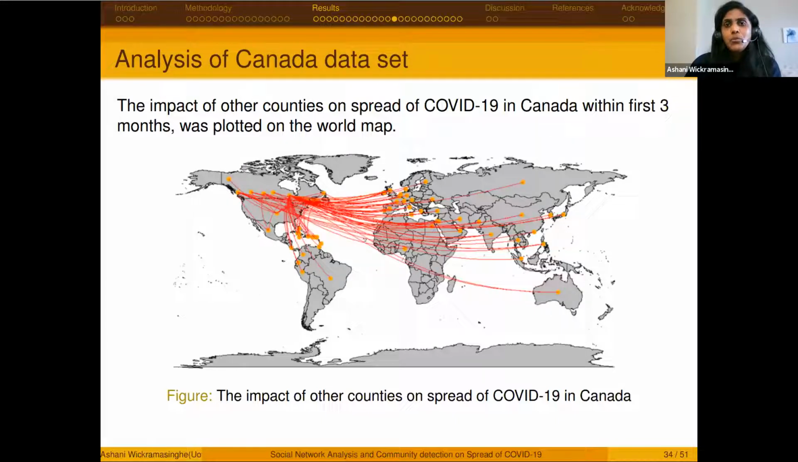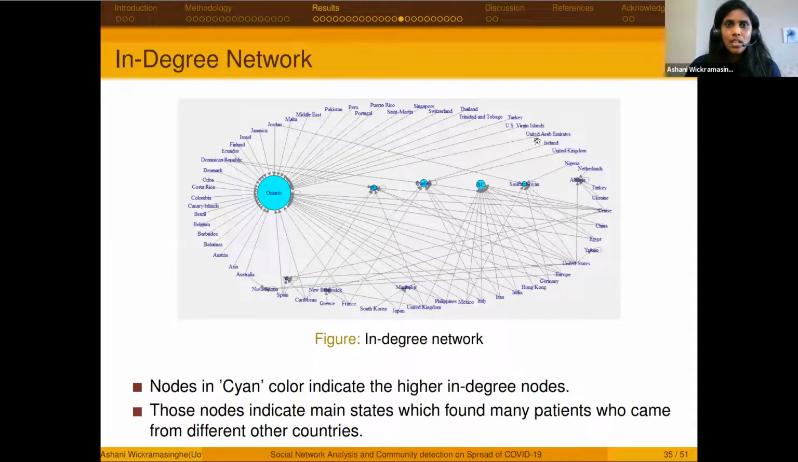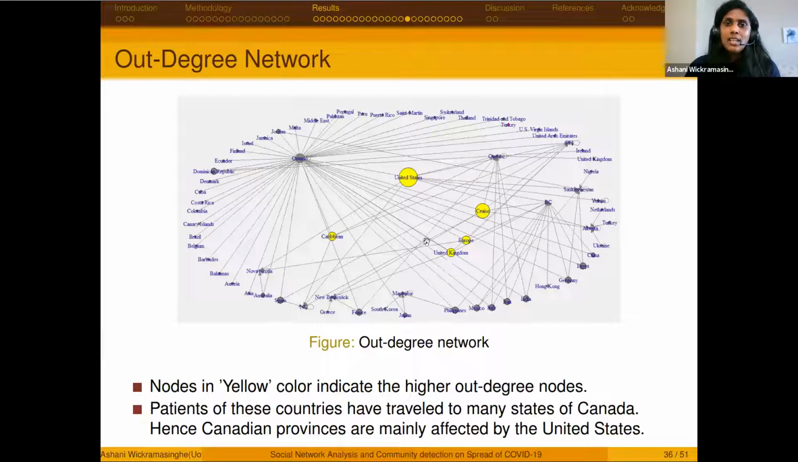Then let's move on to analysis of the Canada dataset. Here also I have plotted the world map and plotted the travel information of patients. It shows that people from around the world have arrived in Canada. Here I have considered all the states of Canada. In the in degree plot, we can see Ontario, Quebec, and BC have the highest in degree. Since Ontario has the main and the busiest international airport of Canada, it is fair to have the highest in degree. And when considering the out degree plot, we can see that United States has the highest out degree. Hence, we can say many people from United States have traveled to Canada.